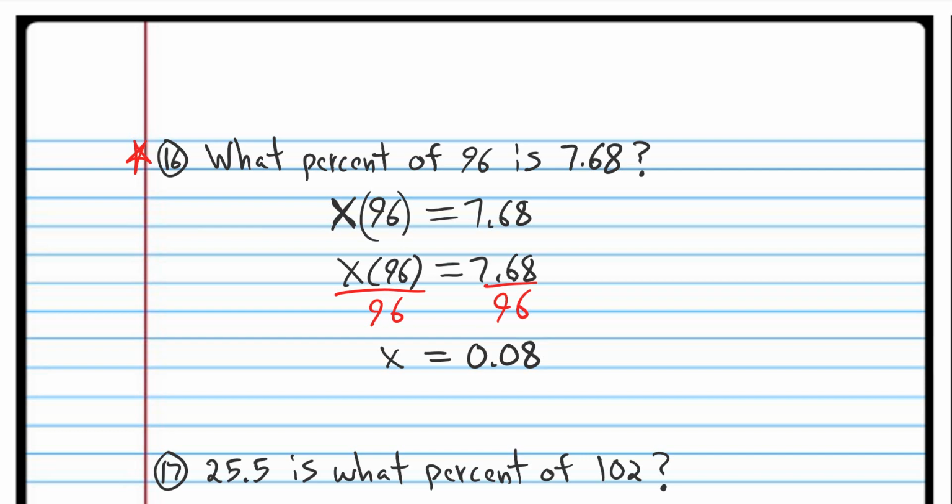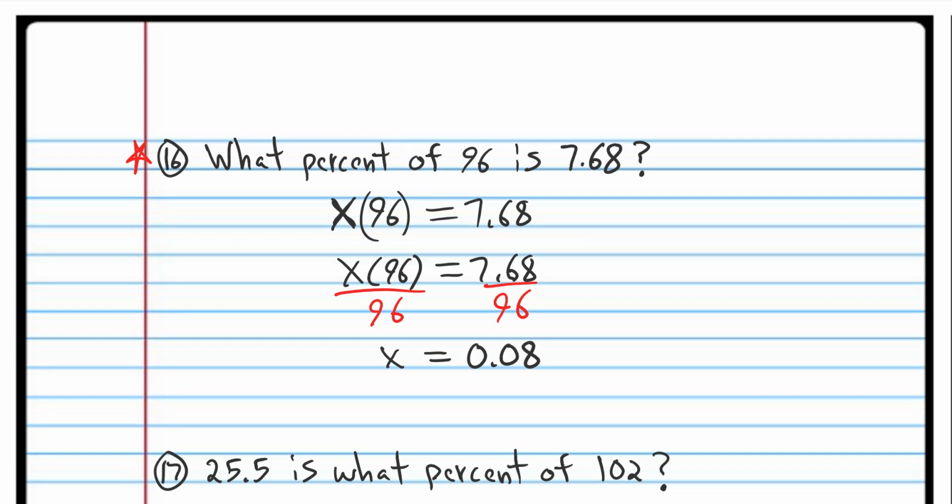Now, it's asking what percent of 96 is 7.68. When you're asked to find the percent, you have to do one extra step. Because remember, to find the percent of a number, you take the percent and change it to a decimal. You understand? You change it to a decimal, then you multiply by this number to get this number.